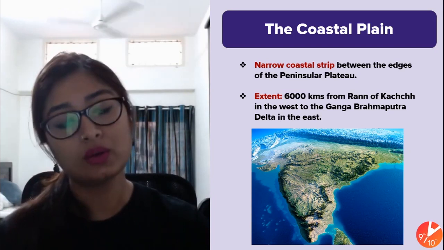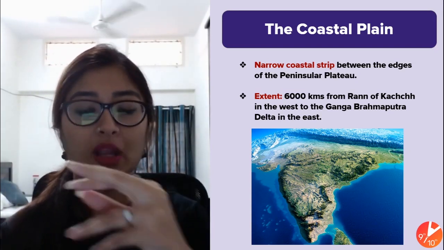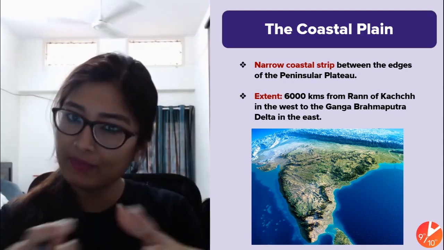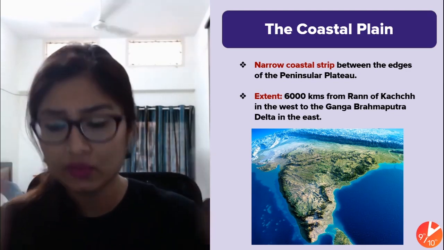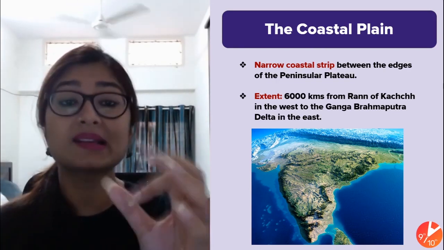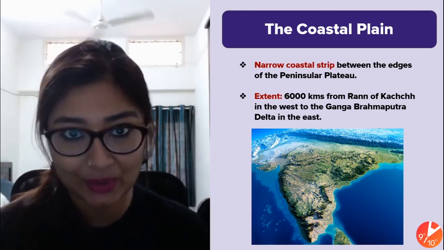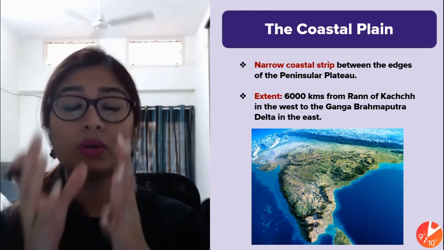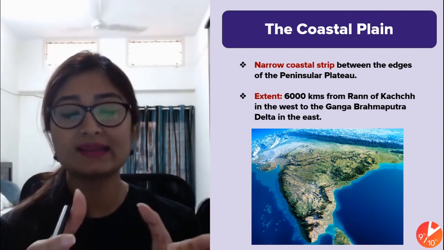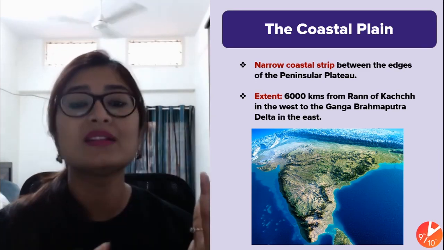So what are coastal plains, bacha? Coastal plains are basically a narrow strip, very narrow, not very broad like the plains or the plateaus. It doesn't stretch in terms of breadth. However, the length is 6,000 kilometers. And how it is 6,000 kilometers is very interesting. I'll show it to you in a minute. So let's talk about what are narrow coastal strips. Basically these are the regions between the coast, the water bodies and the peninsular plateau.